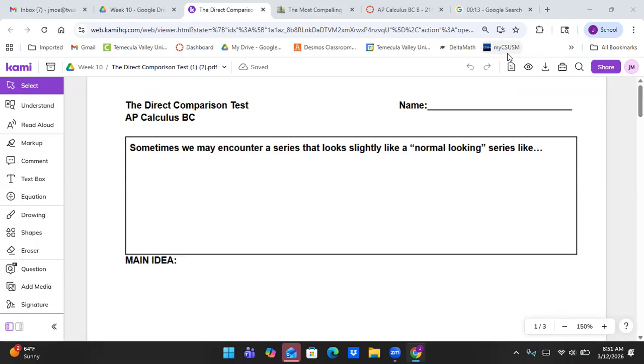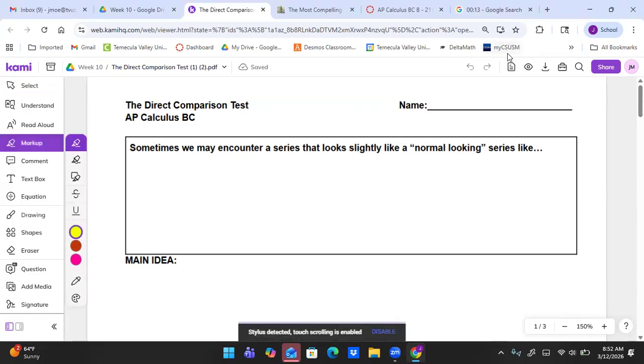Alright, so before I tell you the direct comparison test, I want to tell you the motivation behind it. So basically what we're going to be doing is comparing series that look very similar to a p-series or a geometric series, but maybe are slightly off. We're going to compare them to a series we know how to do and then basically force the other series to converge or diverge.